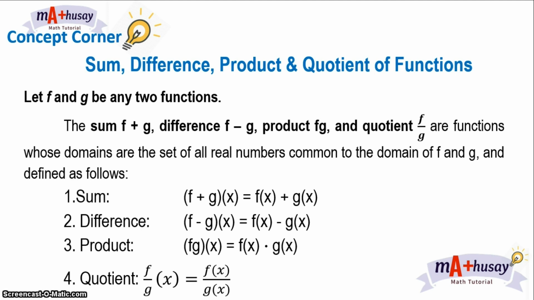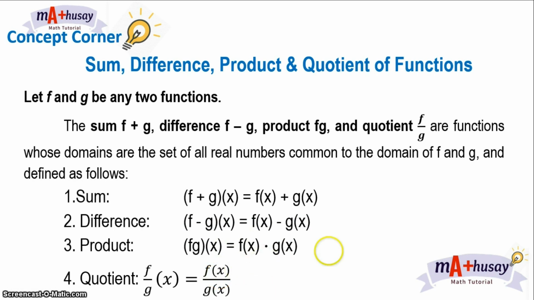So kapag mag-a-add tayo ng dalawang function, f plus g of x is just the same with f of x plus g of x. Kapag naman magsasubtract tayo ng dalawang function, f minus g of x ay pareho lang sa f of x minus g of x. Kapag magmumultiply tayo ng functions, the same lang siya sa f of x times g of x. At kung mag-divide tayo ng dalawang function, so pareho lang siya sa f of x divided by g of x.